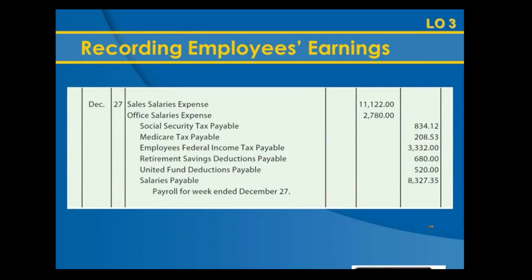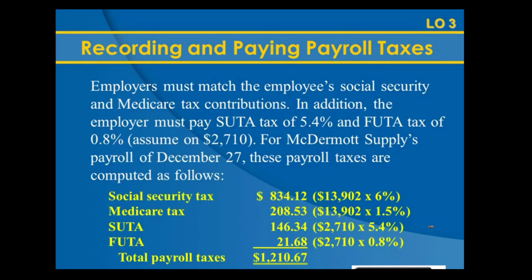The payroll register information is used to prepare the payroll journal entry for the week ended December 27. The deduction for Social Security tax payable and Medicare tax payable are the employee's contribution for FICA taxes. The credit to salaries payable is the net pay or the take-home pay for employees. Social Security tax equals $834.12, and Medicare tax equals $208.53. These match the amounts withheld from employees' checks.